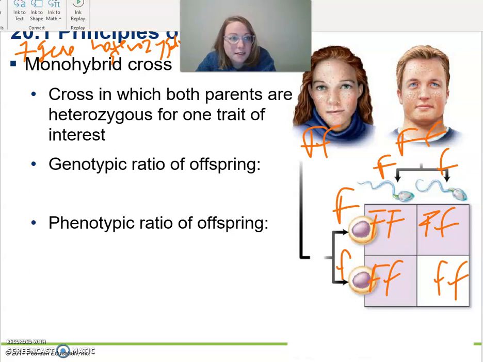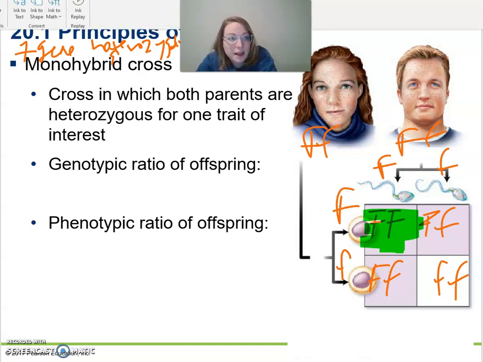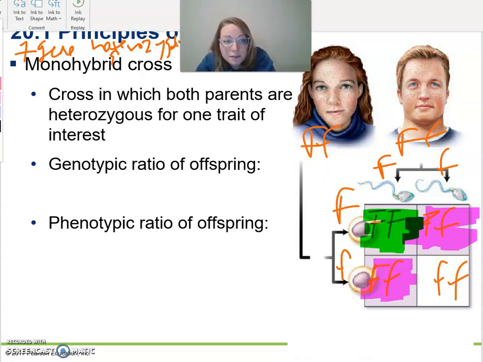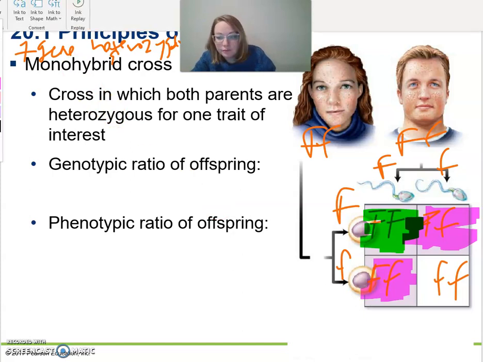Okay. So what we see here, let's change this color. We've got one of the 4 that is homozygous dominant. They have freckles, all their kids will have freckles, right? And then we've got 2 that are heterozygous, but they're still going to have freckles because they have that big trait, right? And then there's one that will not have freckles. Let's choose a different color.